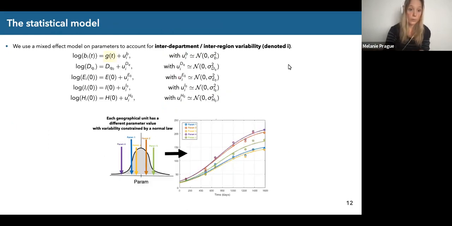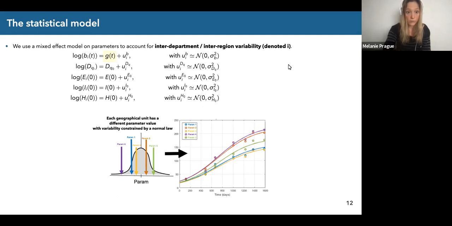As I mentioned, on the parameters of the model we apply a mixed effect model, meaning that for each region we assume that the base transmission has a different value. The discrepancy from one region to another is normally distributed, with a random effect. This is what allows us, with the same mathematical model, to have very different epidemic trajectories from one region to another. So this is the core.